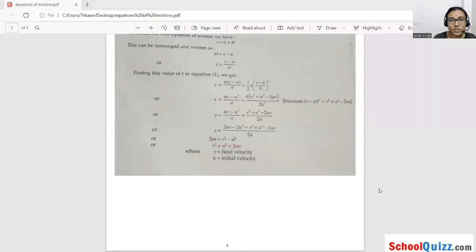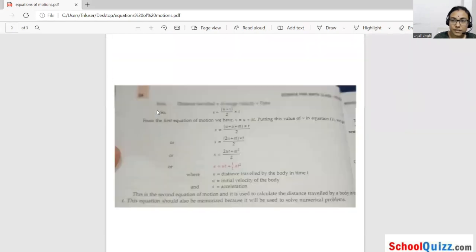So this side Anjali Singh, and today we are starting a topic that is equations of motion. Okay, so I'm going to start with the sharing screen. Yeah, so you can see. Okay, this is the third slide.